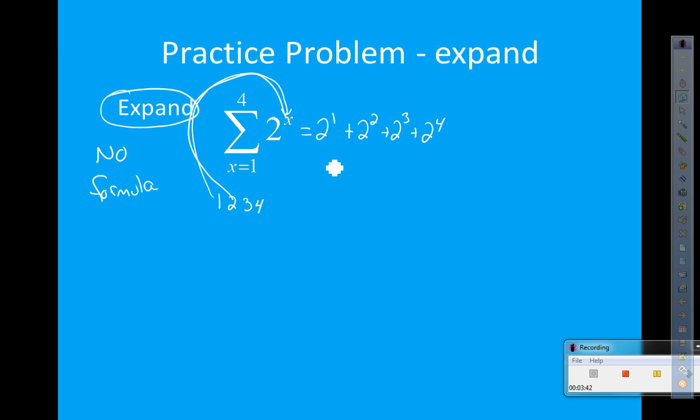Now grab your calculator. 2 to the first is 2. 2 squared is 4. 2 to the third is 8. 2 to the fourth is 16. When you add those up, 16 and 4 make 20. 2 and 8 make another 10. So this must be 30. That's what I mean by expand. Plug in your numbers, write them down first, and then use your calculator.